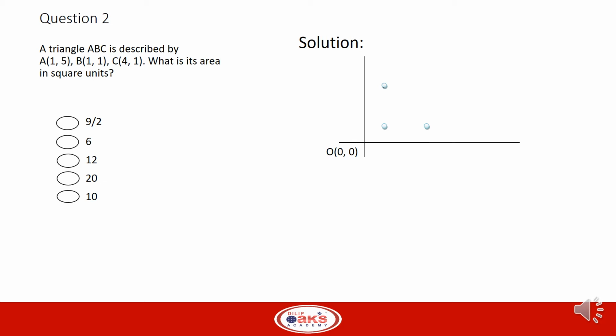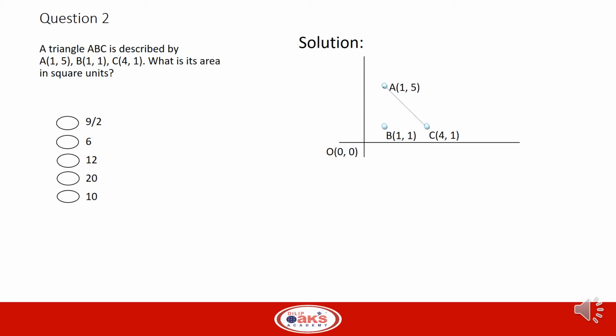Let me tell you that several times a question on coordinate geometry is solved faster using eyes than using pen and paper. Hence, it makes sense to see the diagram representing triangle ABC. Here is the first vertex A (1, 5). This is the second vertex B (1, 1). This is the third vertex C (4, 1).